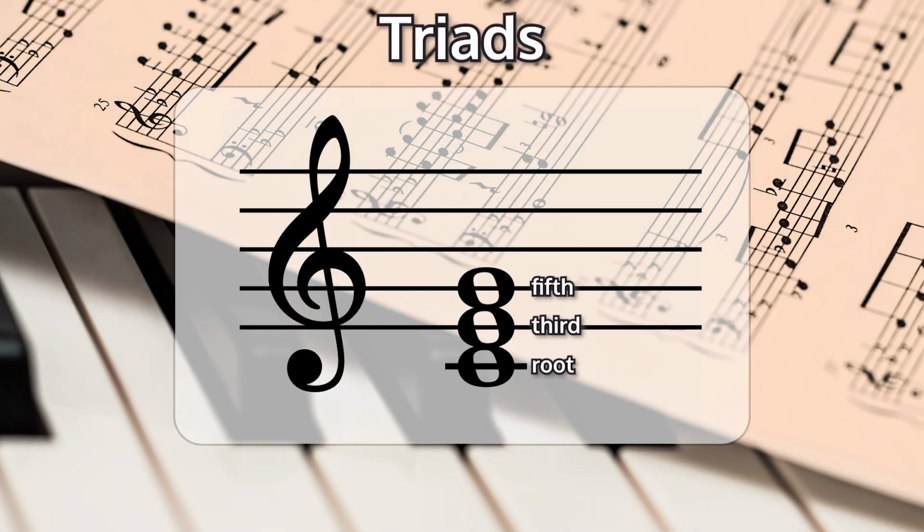A chord consists of at least 3 notes played together. The most basic chords are the triads, which comprise exactly 3 notes. There are 6 types of triads. In the case of triads, the lowest note is the root, the middle is the third, and the highest is the fifth.